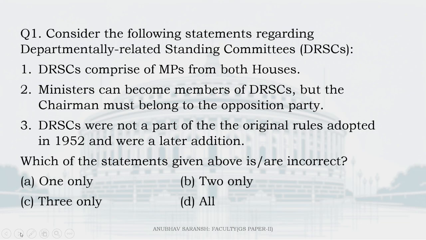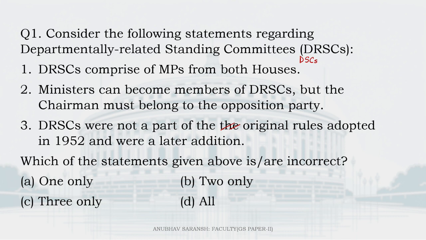Let's begin. First question. Consider the following statements regarding departmentally related standing committees, DRSCs, also known as DSCs. First, DRSCs comprise MPs from both houses. Number two, ministers can become members of DRSCs, but the chairman must belong to the opposition party. Number three, DRSCs were not a part of the original rules adopted in 1952 and were a later addition.